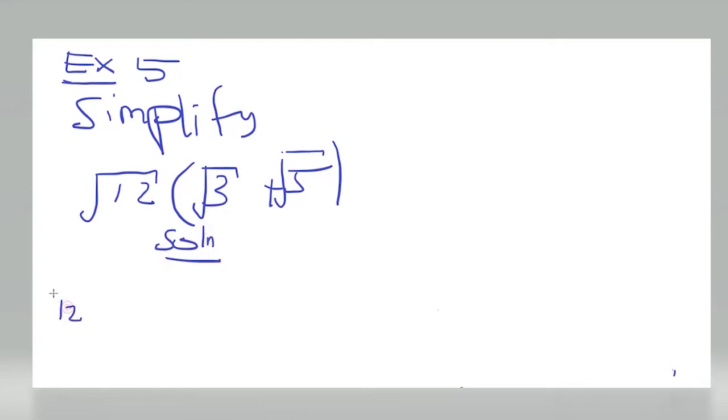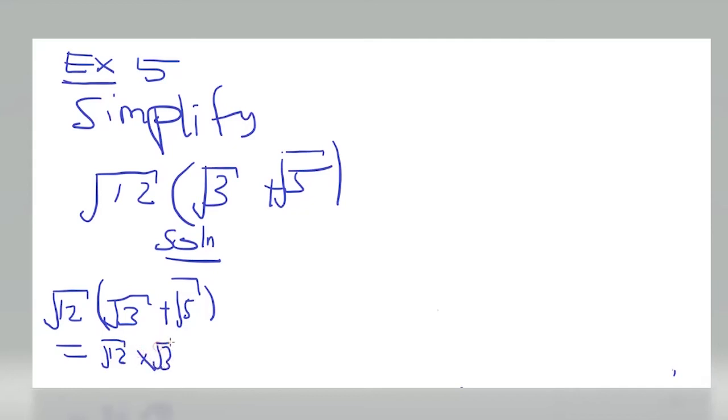Now √12 times √3 plus √5. This one can be written, by opening the bracket, as √12 times √3, then √12 times √5. There are 12 times 3 under root, then 12 times 5 under root.